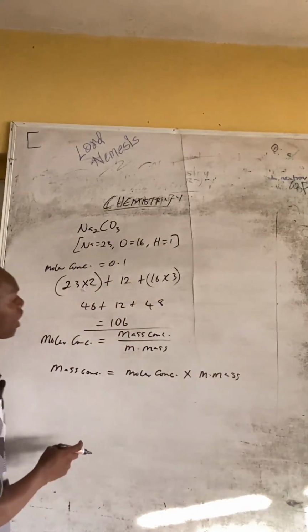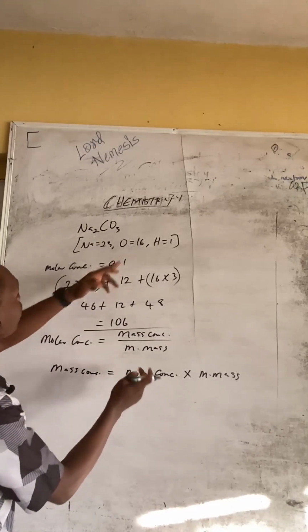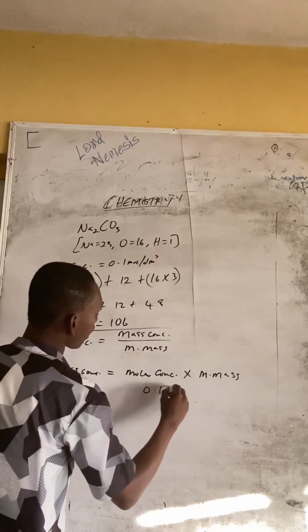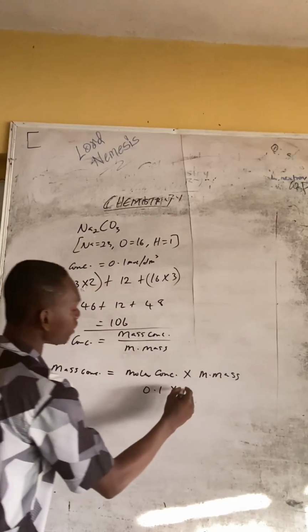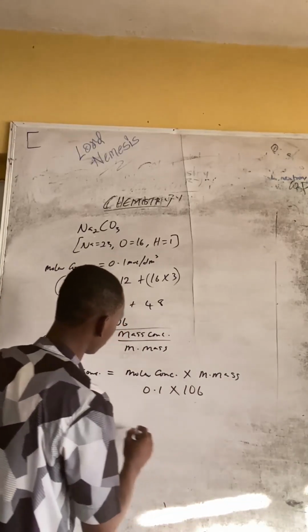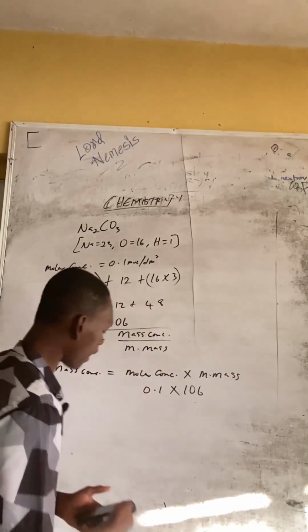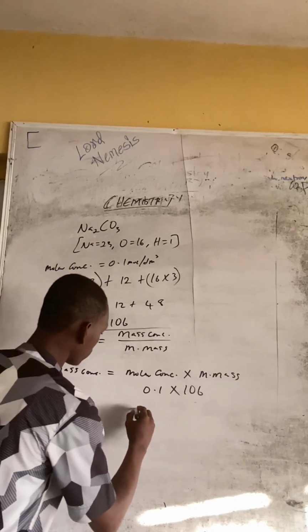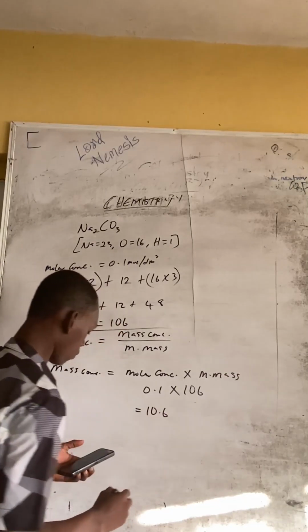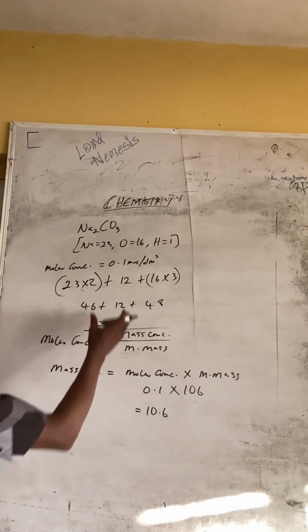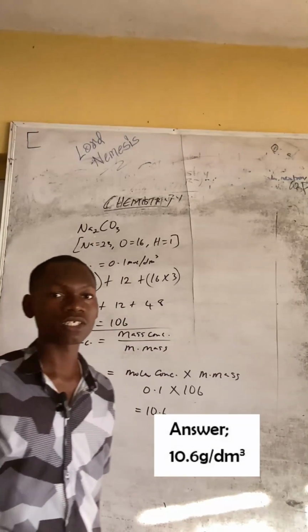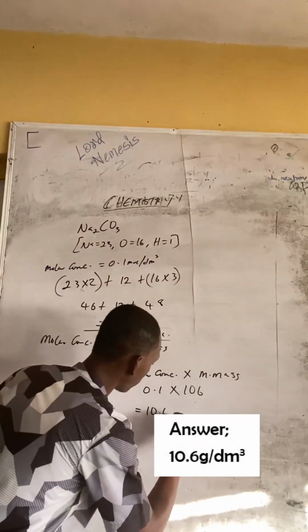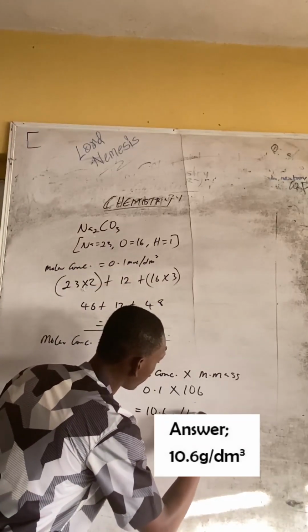Now, let's quickly plug in our parameters here. Molar concentration was given to us as 0.1 mole per dm cube, times our molar mass, which we've calculated is 106. If we simply multiply that, 0.1 times 106 gives us 10.6. And what's the unit for mass concentration? Like I said, the unit for mass concentration is gram per dm cube. So simply write gram per dm cube.